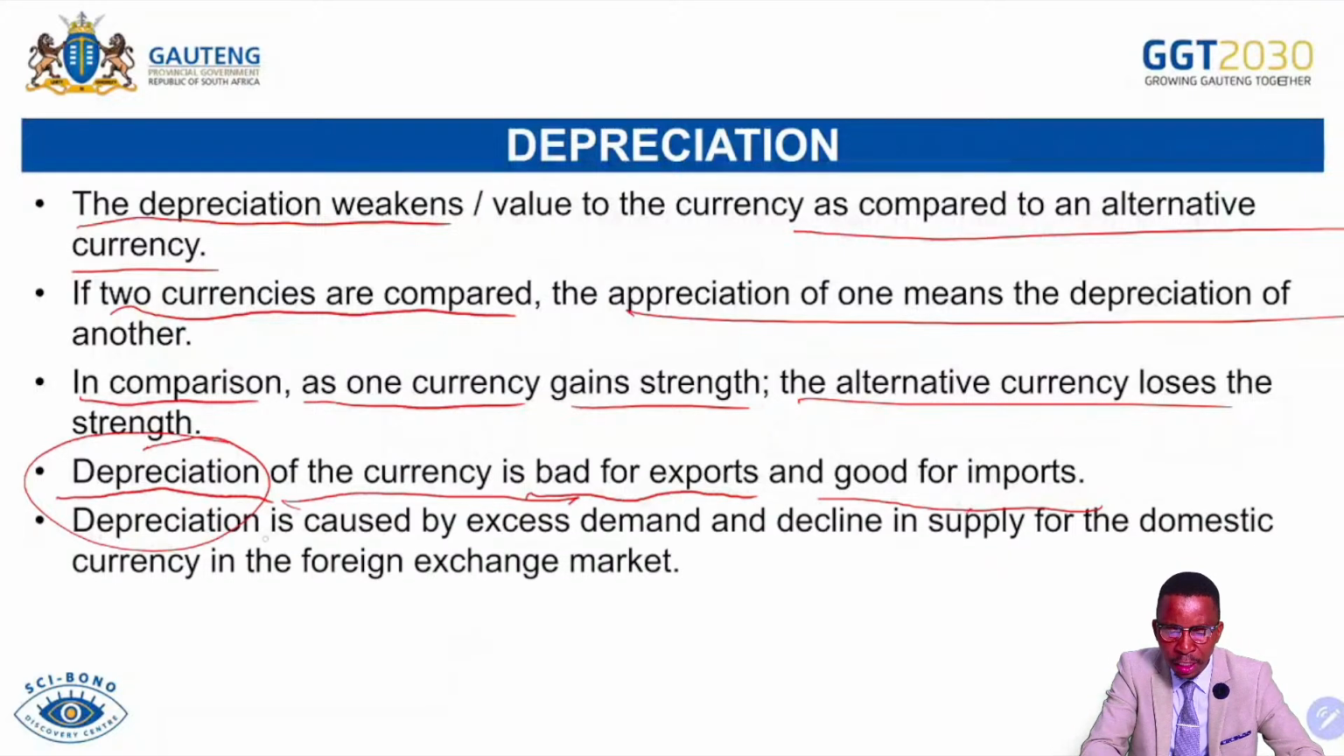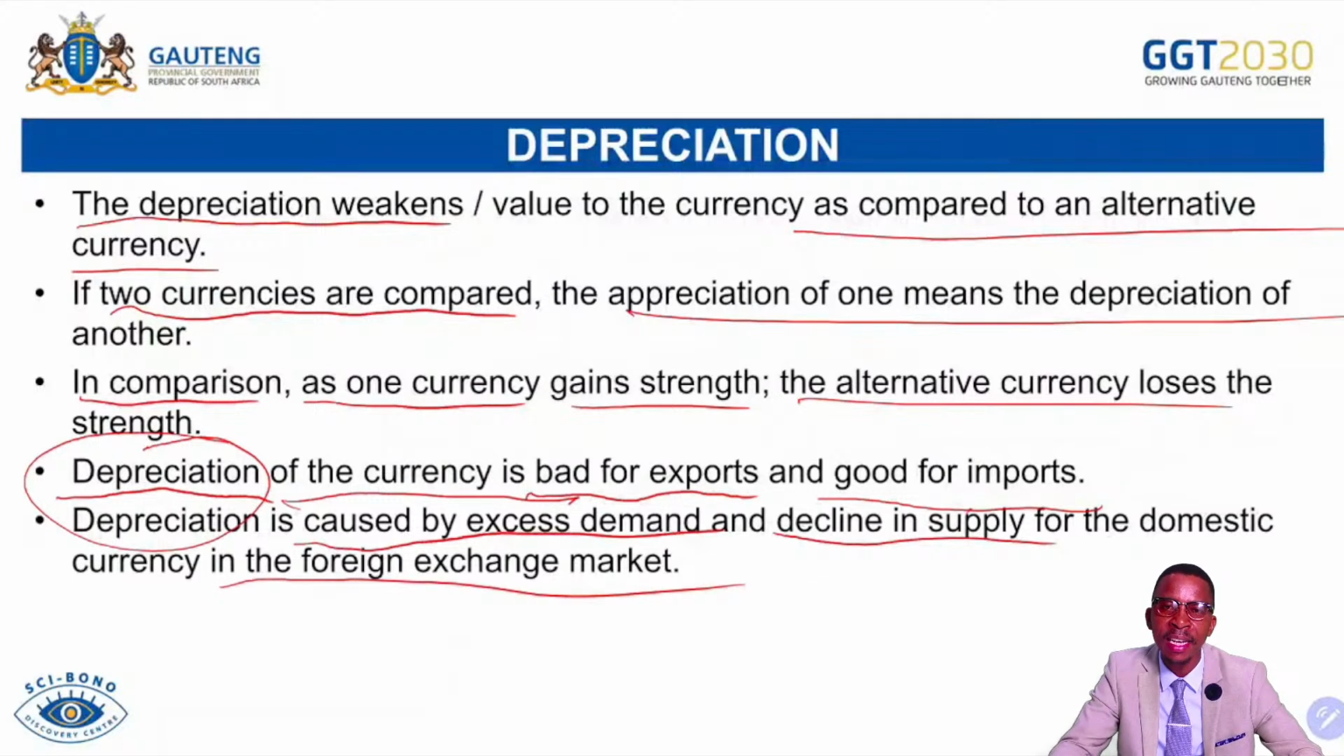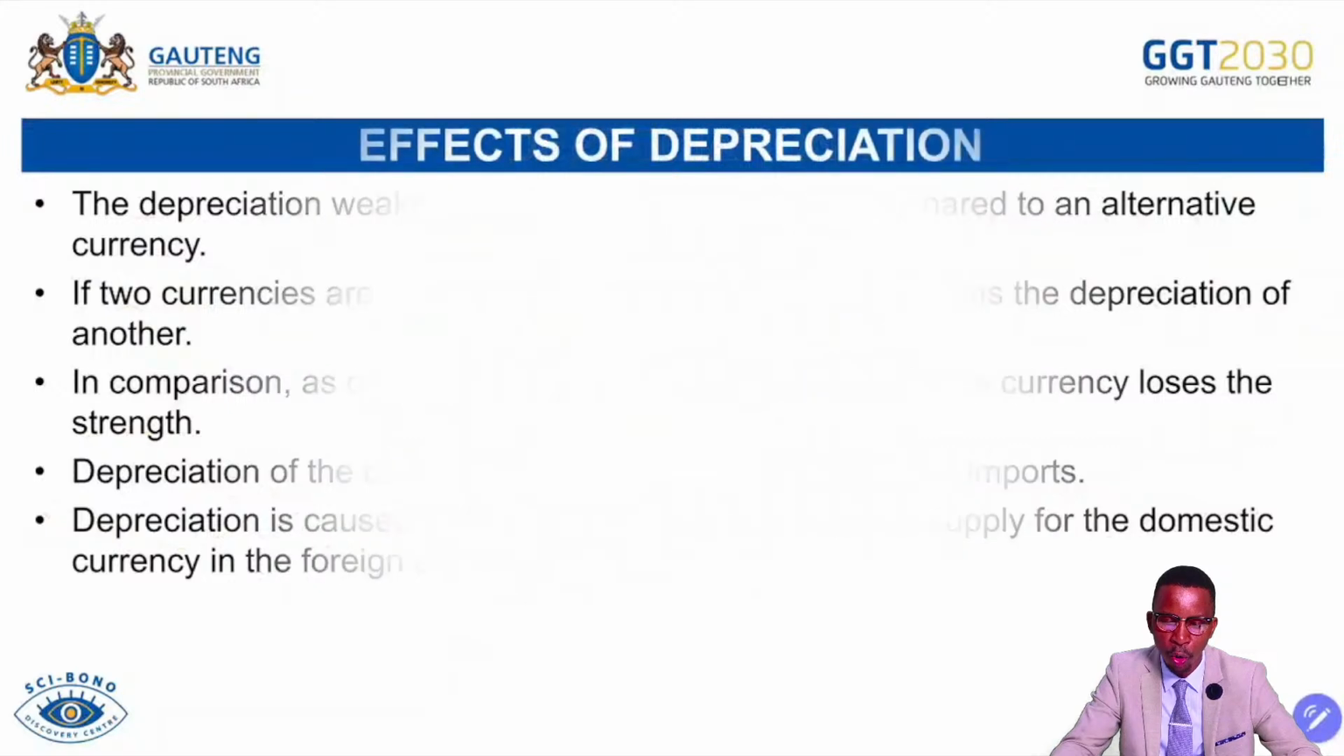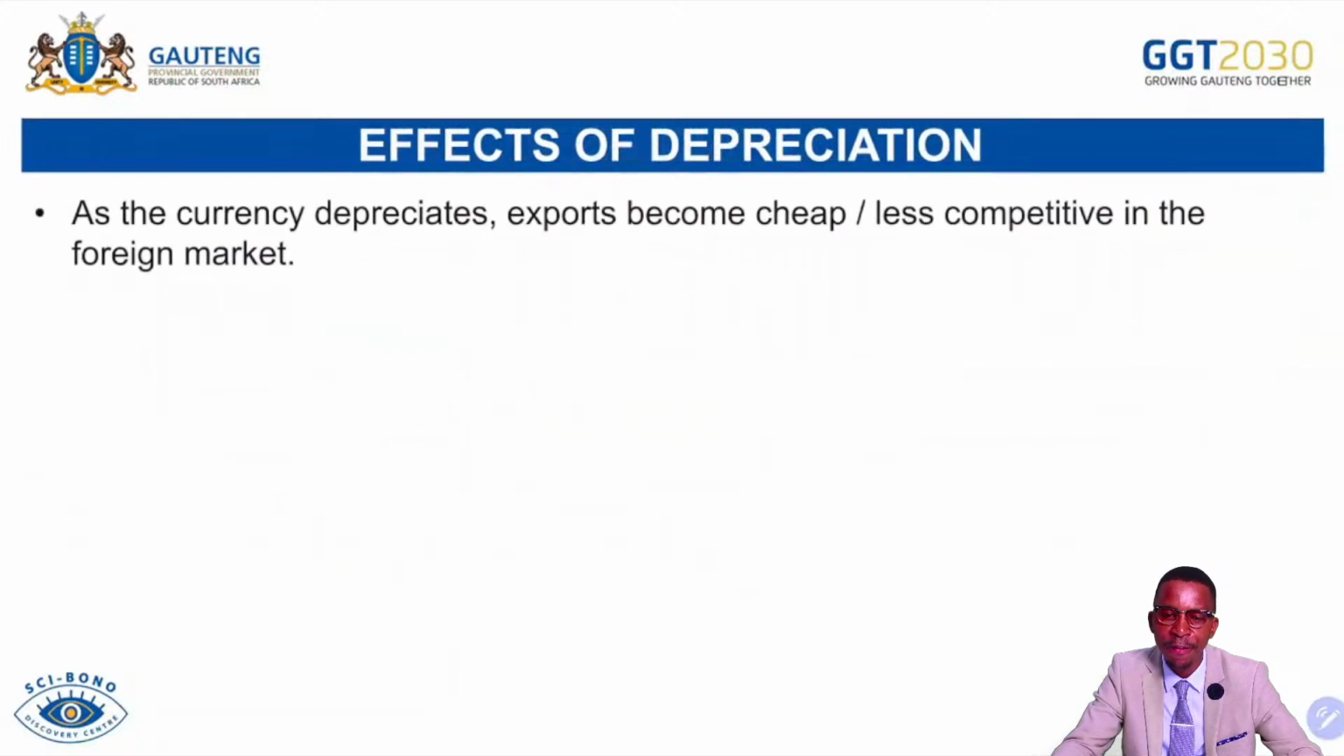Depreciation is caused by excess demand and a decline in supply for the domestic currency in the foreign exchange market. Whenever there's an excess demand for our currency and less supply of it, that will cause what we call a depreciation. What are the effects of depreciation?